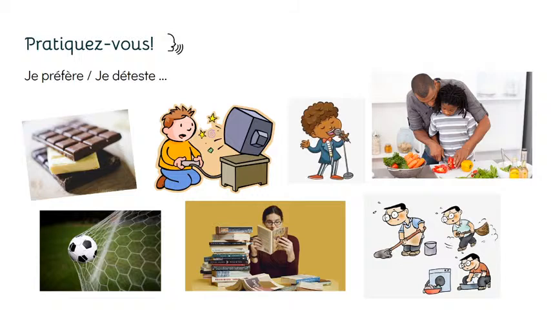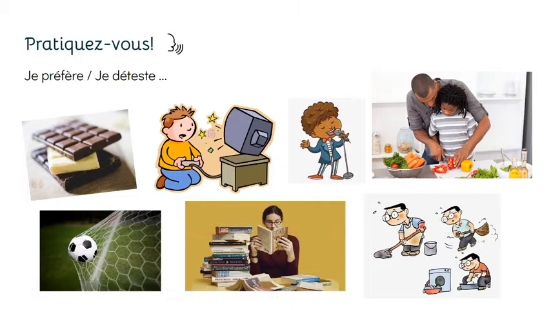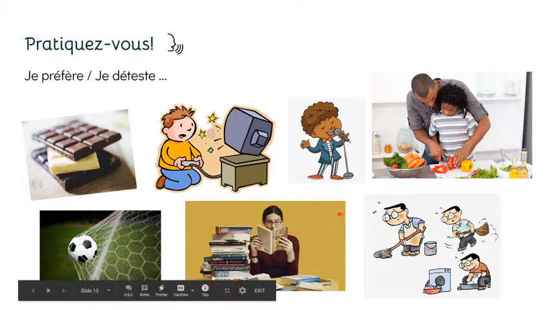So, bila kita ada je préfère, j'adore, j'aime semua ni, kita mesti ada I hate juga. Saya tak suka. So, pratiquez-vous. Kat sini ada chocolat. Ni kita dah ada jouer au jeu vidéo. Kita dah ada chanter sini. Menyanyi. Kita dah ada football tadi on previous slide. Cleaning, okay. Cuisine.